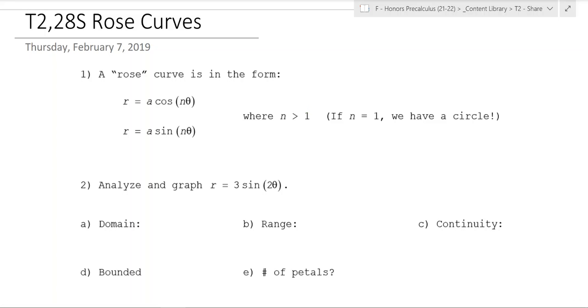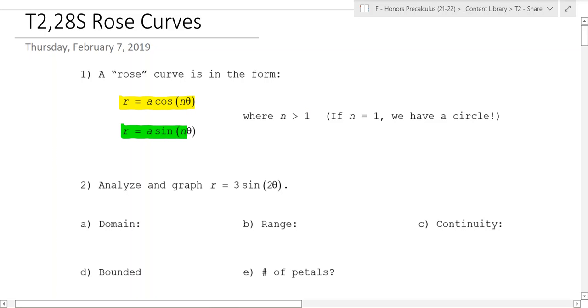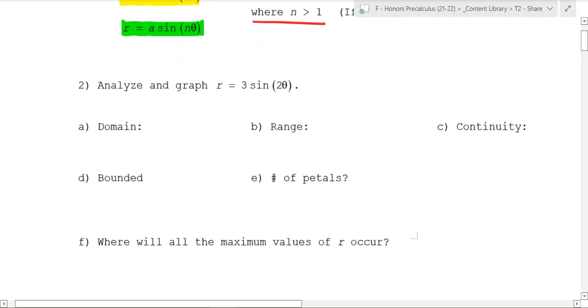Today we're going to talk about a pretty interesting type of graph from polar land called rose curves. These are functions of the form r equals a cosine n theta or r equals a sine n theta, where n is greater than 1 and a is also a constant. Note if n is 1, we have a circle. So let's analyze the graph here.